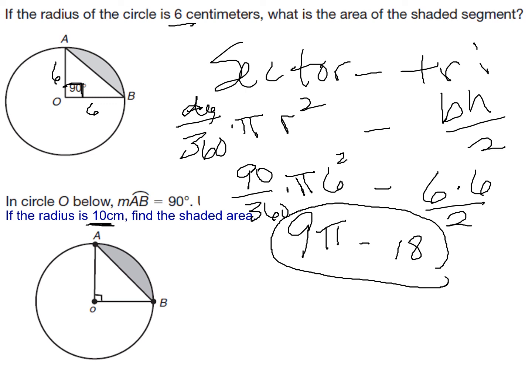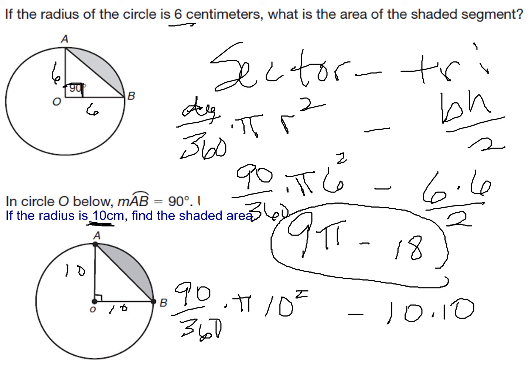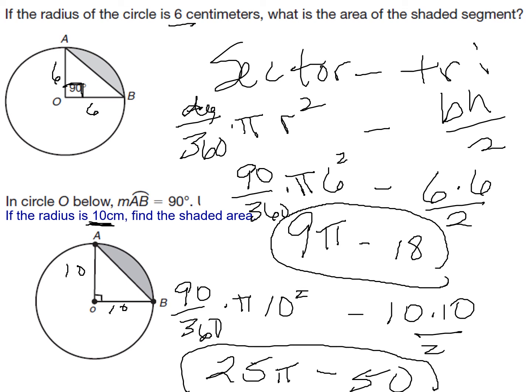So if this has a radius of 10, it would be the same kind of setup, 90 over 360 times pi times 10 squared. And then for the triangle, you'd have 10 times 10, because the radius is 10, divided by 2. So this makes 50. Well, this over here makes 25 pi. So you see how that relationship happens? That happens every time you do a sector, if you're going to leave it in terms of pi. Now, if you put it in a calculator, it's going to give you just whatever crazy decimal it is. So, just a little quick something extra.